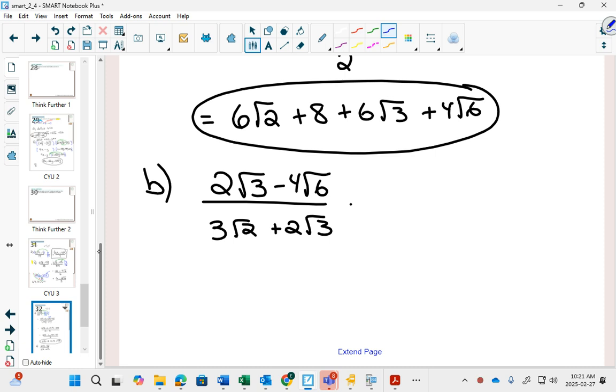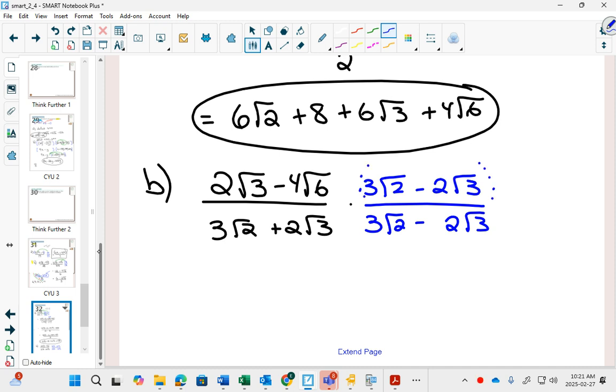So, I'm going to have to multiply by the conjugate. The conjugate of the bottom will be 3 root 2 and 2 root 3. And what sign do I need to put in the middle? Positive or negative? Negative, because it has to be the opposite sign to make a difference of squares. We're imagining there's brackets here and brackets here. So on the top, you're going to need to FOIL. And the bottom makes a difference of squares.